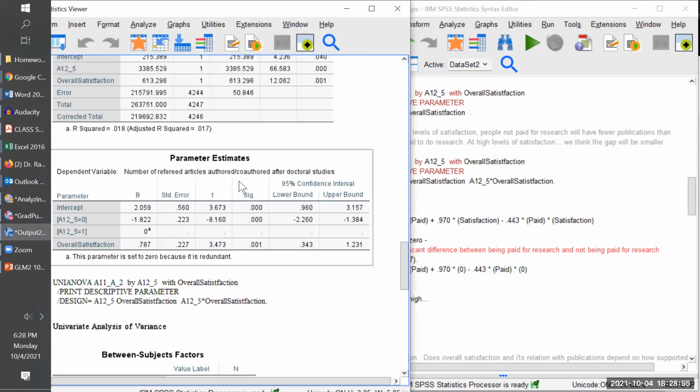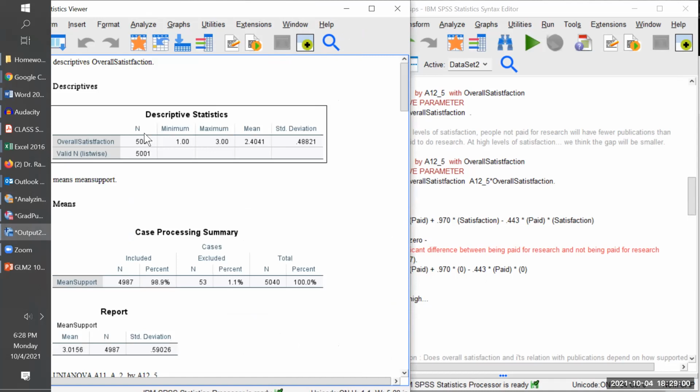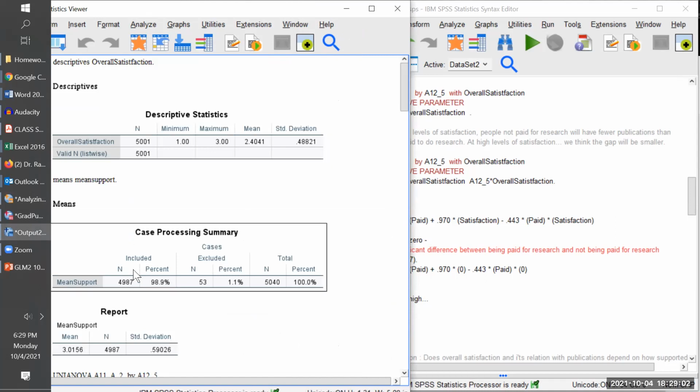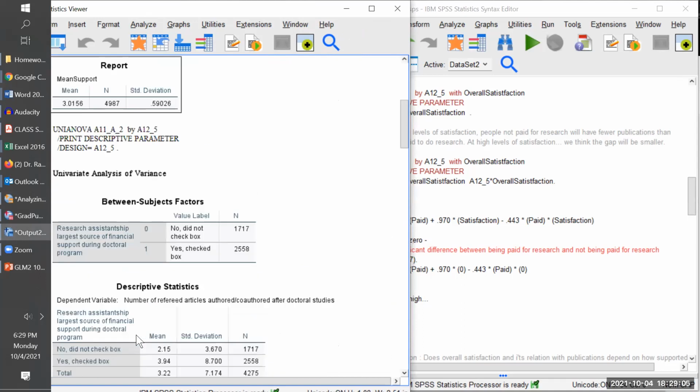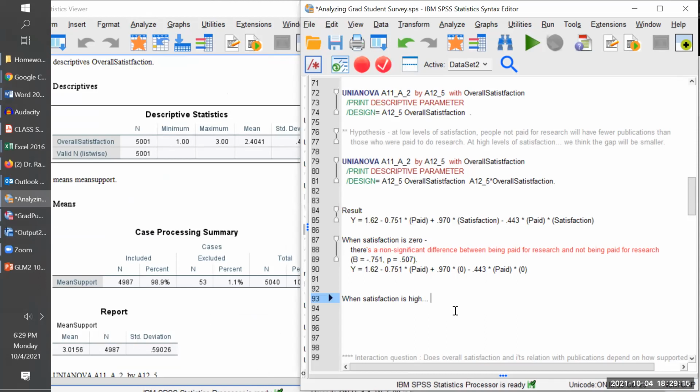Let's look. Is this satisfaction or support? Overall satisfaction. Minimum is 1, max is 3. Oh, minimum is 1. Interesting. Okay, so when satisfaction is high, then satisfaction equals 3. That was excellent deductive reasoning, excellent thinking to realize we needed to know that piece of information.